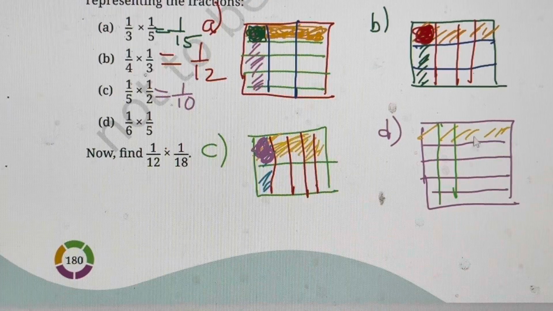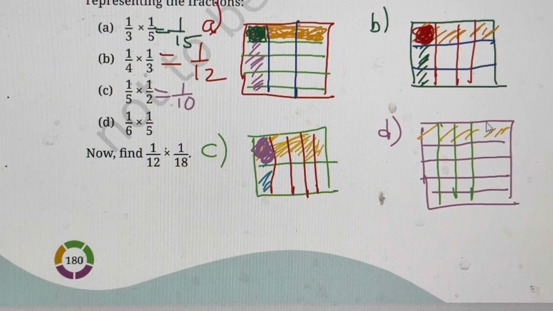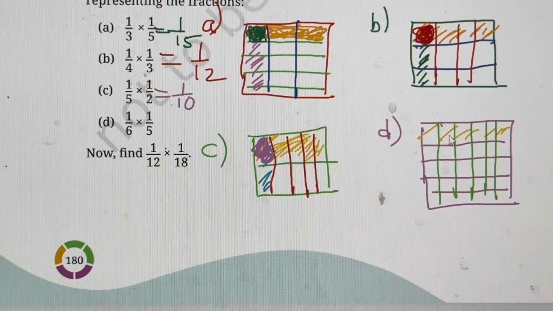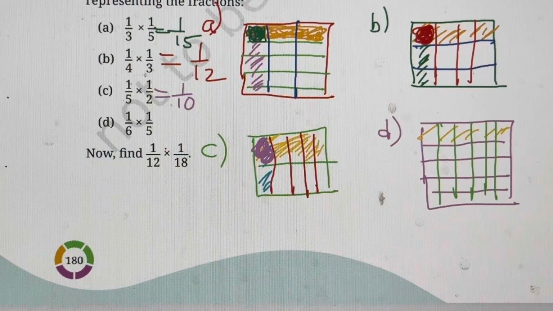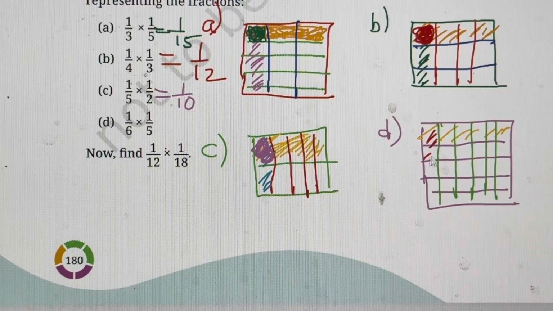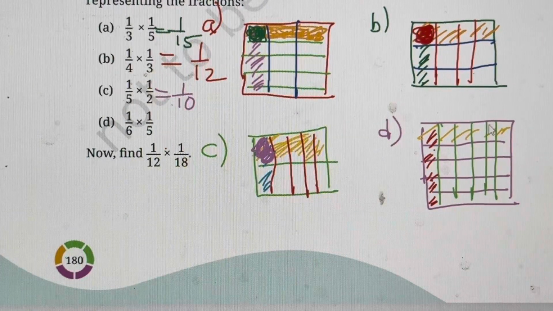1, 2, 3, 4, 5. If you want 6 columns, you need to draw 5 lines. So automatically 1, 2, 3, 4, 5, 6, you will get the 6 squares. So that portion is, I am shading with red. This represents 1 upon 6, the red portion. The yellow portion represents 1 upon 5.